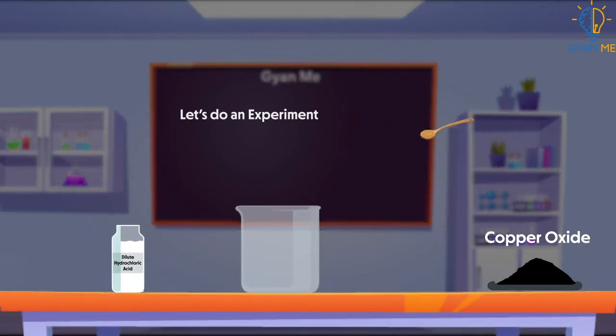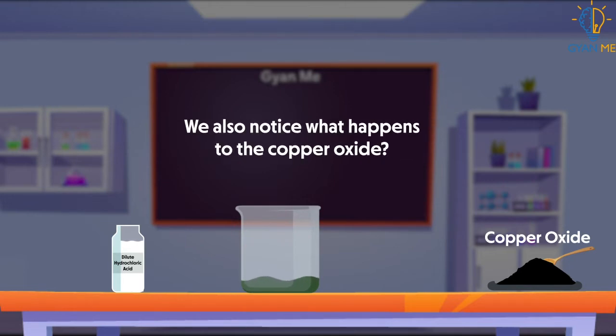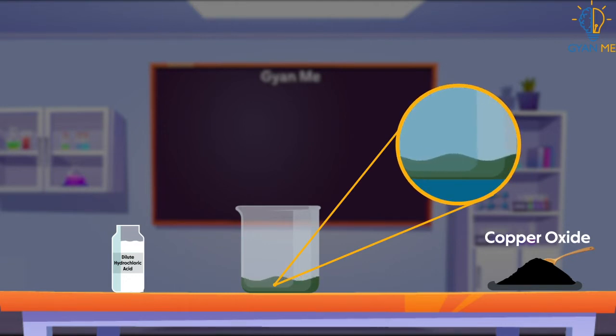First of all, we take a small amount of copper oxide in a beaker and add dilute hydrochloric acid slowly while stirring it. Now we observe the color of solution. We also notice what happens to the copper oxide. We notice that the color of the solution becomes blue-green and the copper oxide dissolves.